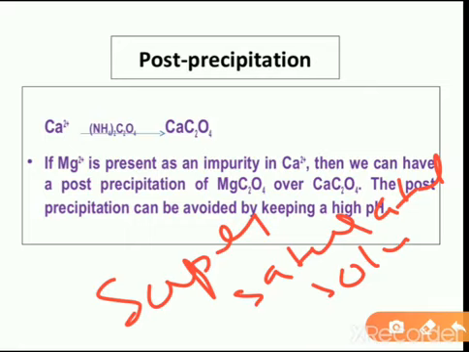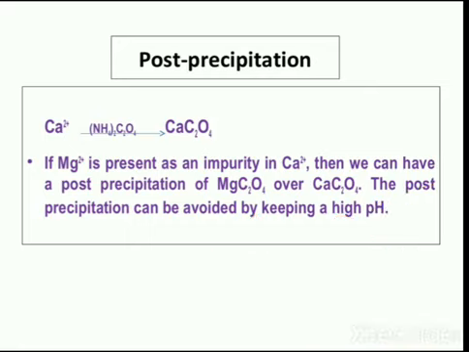For example, in the post precipitation of magnesium oxalate, the formation of the magnesium oxalate is the post precipitation, forming as a post precipitant, while estimating calcium by precipitating it as calcium oxalate.